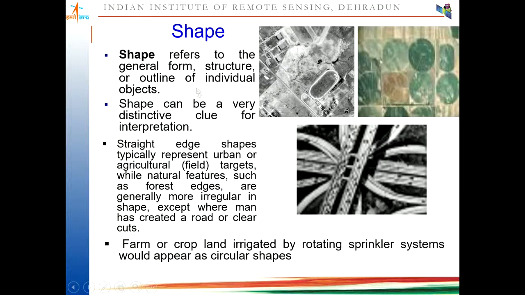The second element is shape, and this refers to the general form, structure, or outline of individual objects. Right? So shape can be a very distinctive clue for identification of features. We associate certain shapes with certain features. Now, if you look at this elliptical feature, immediately an athletic track would come to mind. Right? Linear features, roads, railway lines.